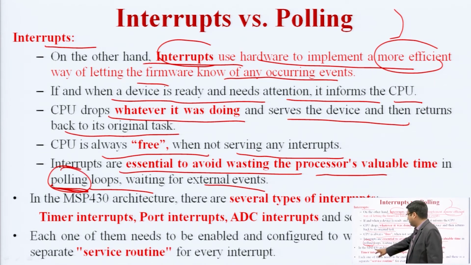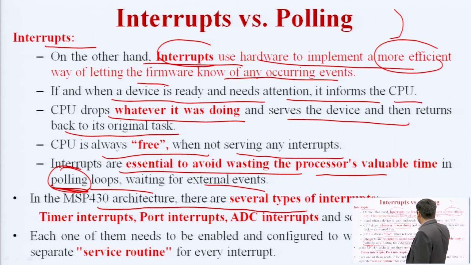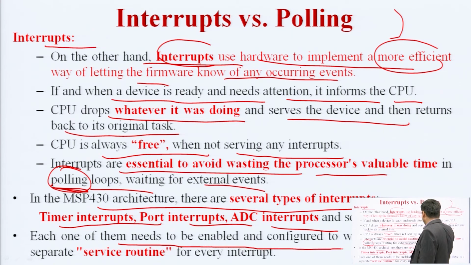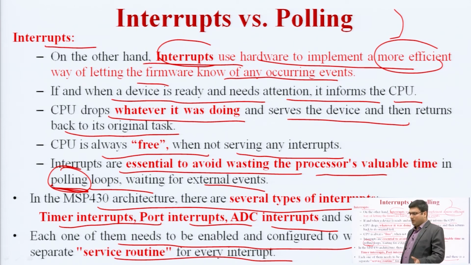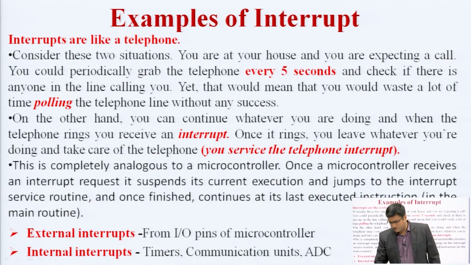In the MSP 430 architecture, there are several types of interrupts available. We will discuss timer interrupts, input output interrupts, and ADC interrupts. Each one needs to be enabled or configured to work, and there is a separate service routine for every interrupt. We will discuss the ISR in further slides: what an ISR is, how we execute and service the interrupt, and how we come back to the main program afterwards.